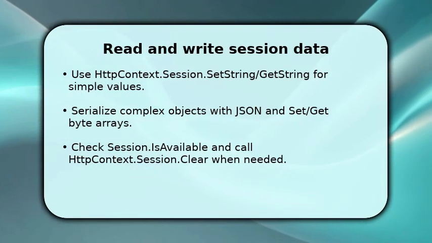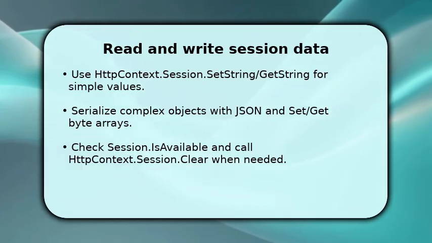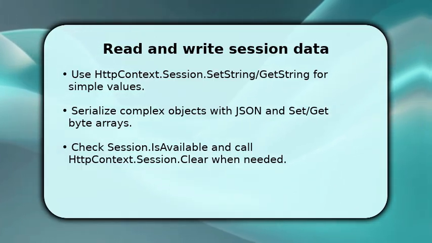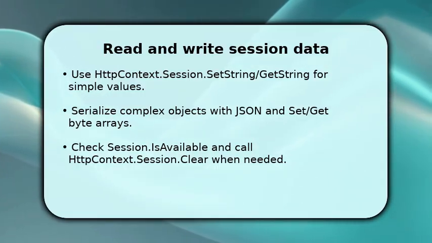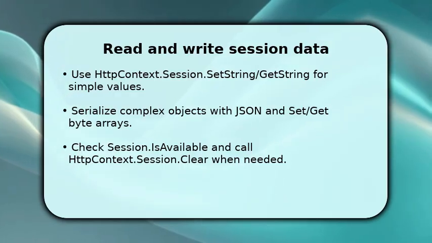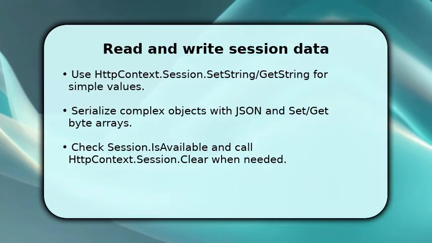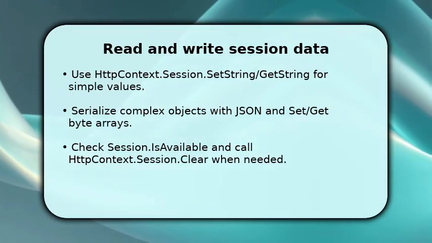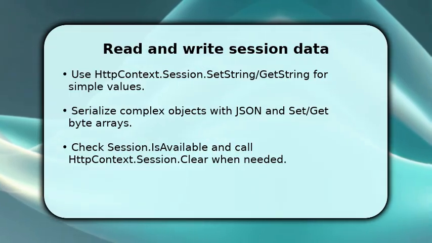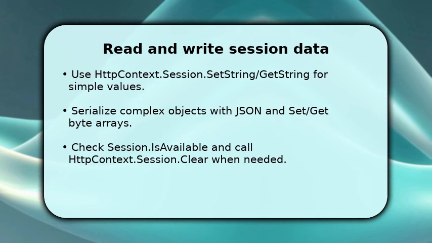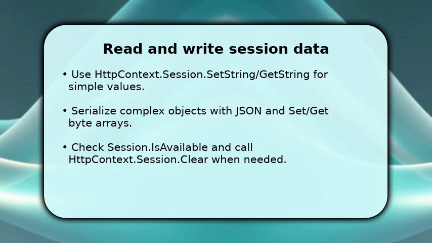Now you'll interact with session inside controllers and middleware. You can call HttpContext.Session.SetString(key, value) and GetString(key) for primitives. For complex types, serialize to JSON and store as bytes or a string. Once stored, the data persists across requests until timeout or explicit removal. Make sure to check HttpContext.Session is available before reading, and use TryGetValue when you need to handle missing keys gracefully. This pattern keeps data scoped per user without hitting your database every request.